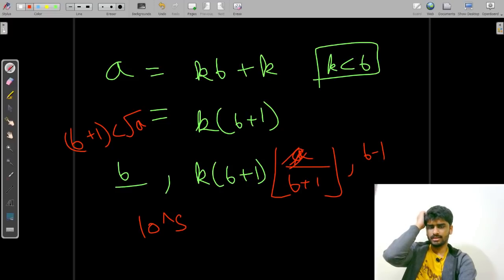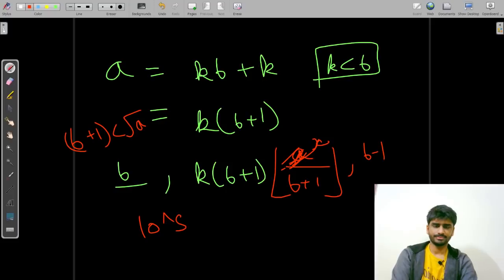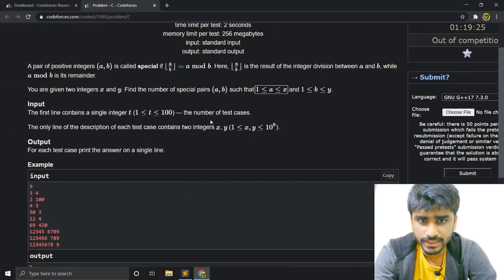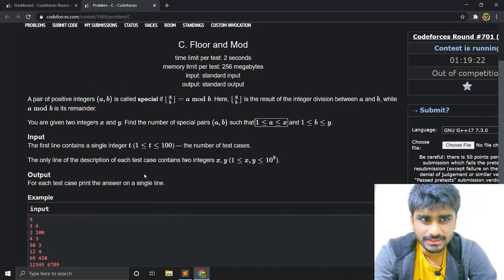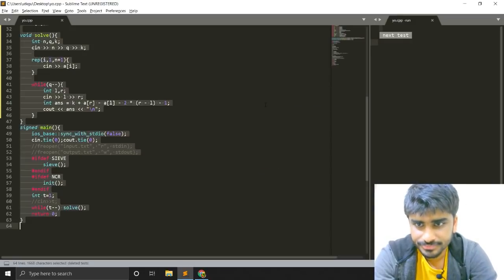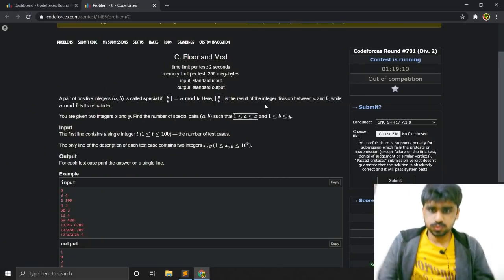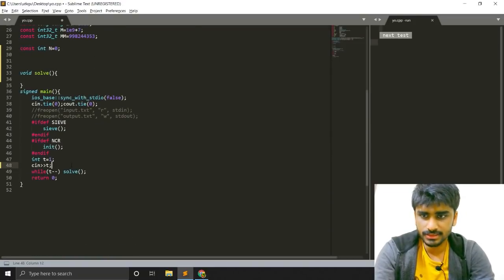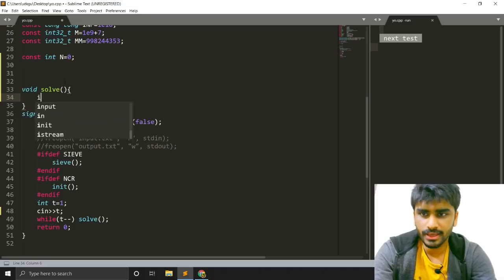Okay, so this is not a, this is x. You want the total number of pairs, right? I don't like this problem. Okay, but fine. We have t test cases, then we have a and b.